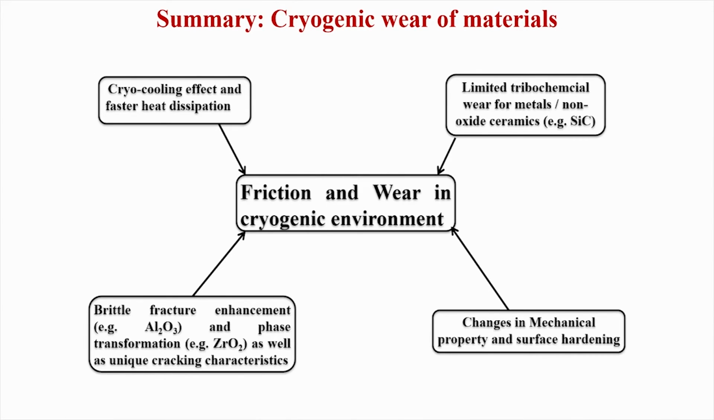So, this is the summary of the cryogenic wear of materials. What we have observed is that the differences in the wear mechanism can be attributed to a host of factors. Those include the cryocooling effect and faster heat dissipation. The second is brittle fracture enhancement, phase transformation and unique cracking characteristics. The third is changes in the mechanical properties and surface hardening. And the fourth, in the case of silicon carbide, is limited tribochemical wear for metals or non-oxide ceramics, that is silicon carbide.